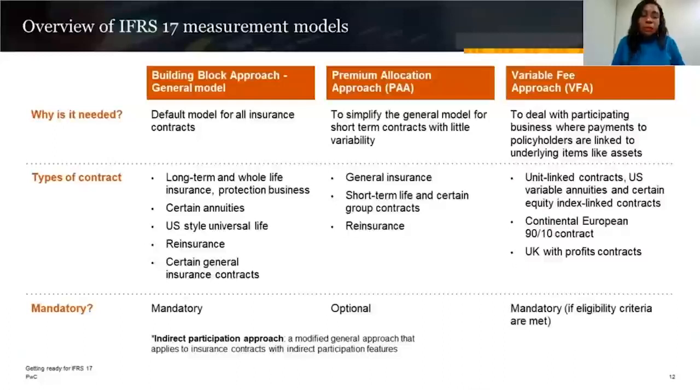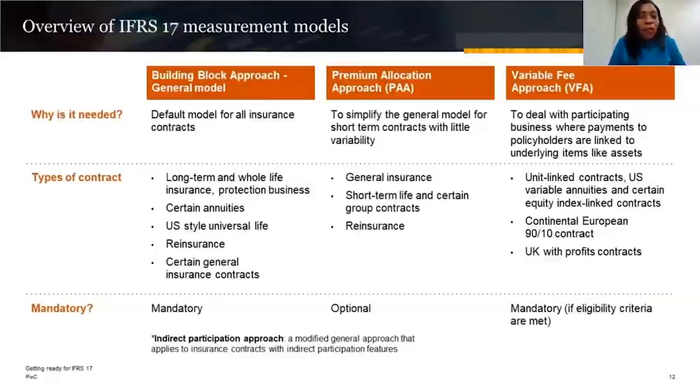So after determining your units of account, you now need to consider which measurement approach should be applied on each unit of account. And there are three measurement approaches. We have the building block approach, which is the general approach. We have a simplified approach called the premium allocation approach, and then we have the variable fee approach. The building block approach is the default model for all insurance contracts, and it is mandatory.